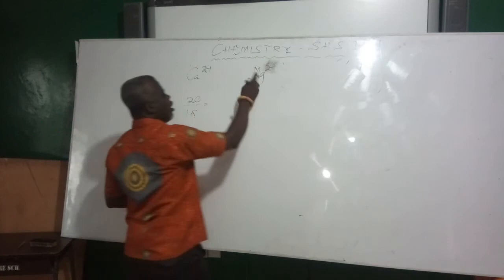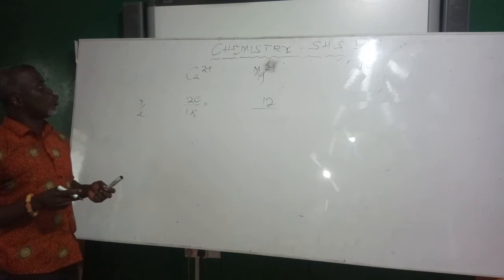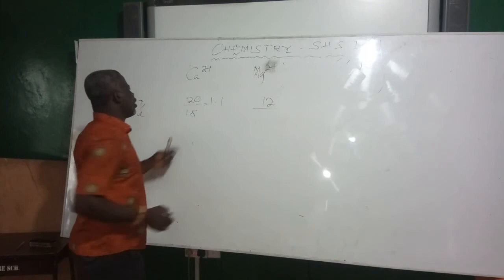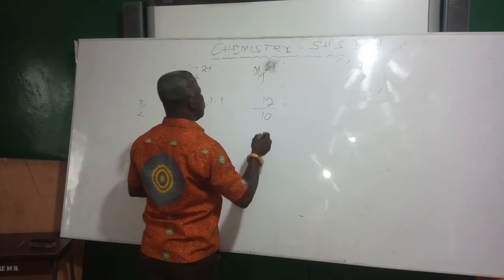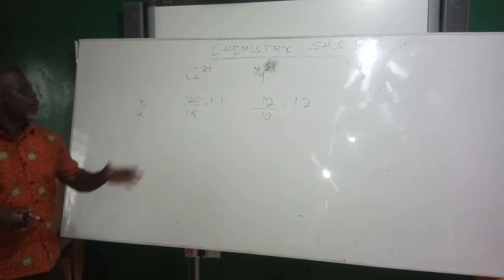For magnesium, the atomic number is 12, so we have 12 divided by... Now magnesium ion, meaning it has lost 2 electrons. So how many electrons now? 10. The calcium will give us 1.1, and this 12 divided by 10 will give us 1.2. So here, we see 1.2 and 1.1, which one is larger? 1.2 is larger than 1.1.